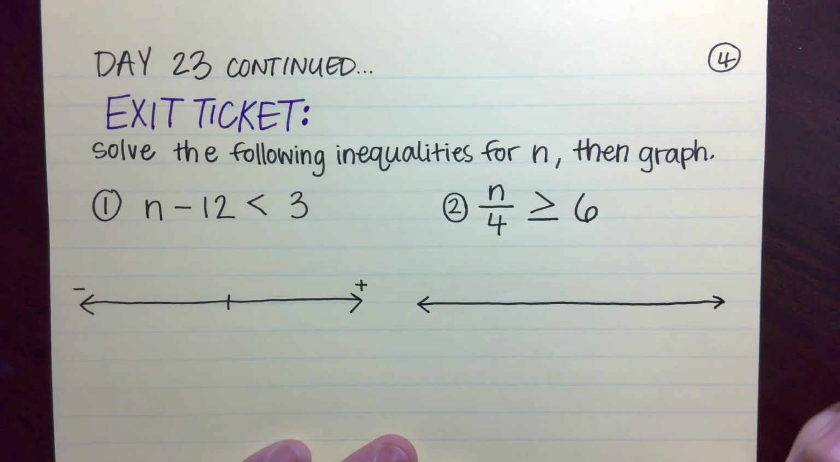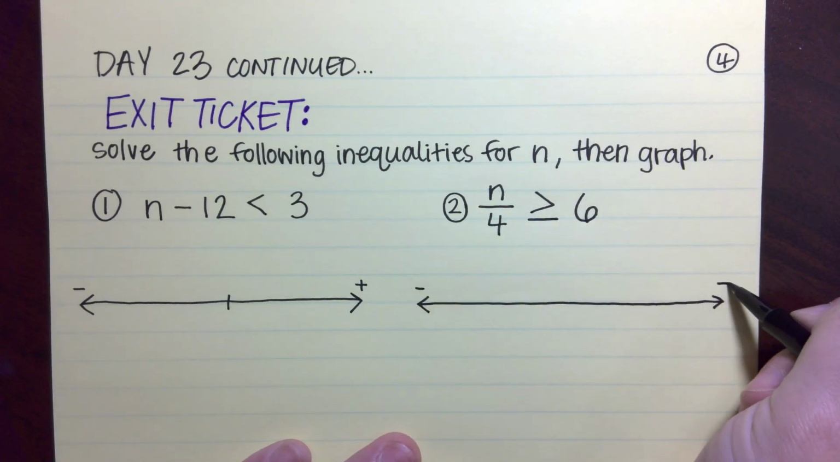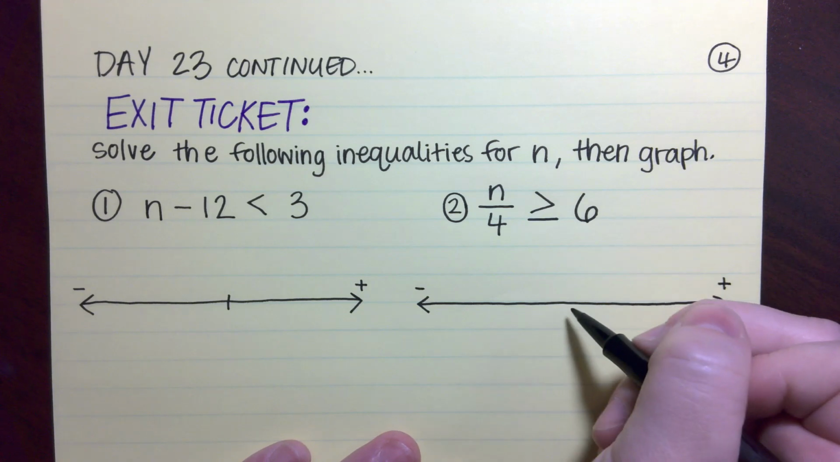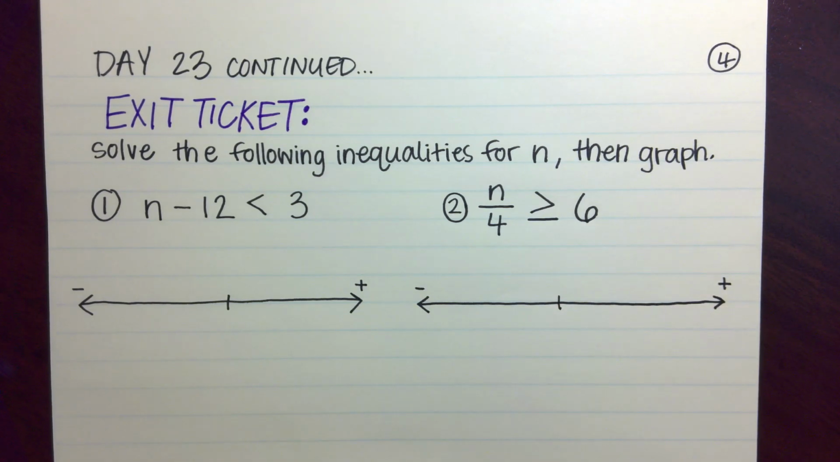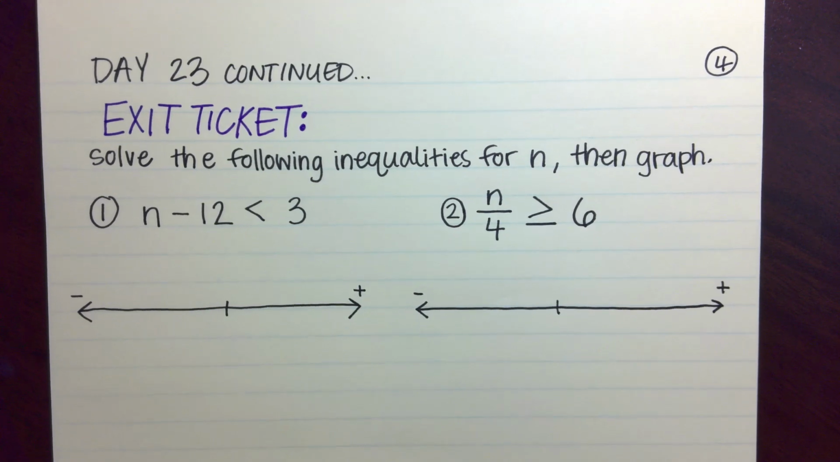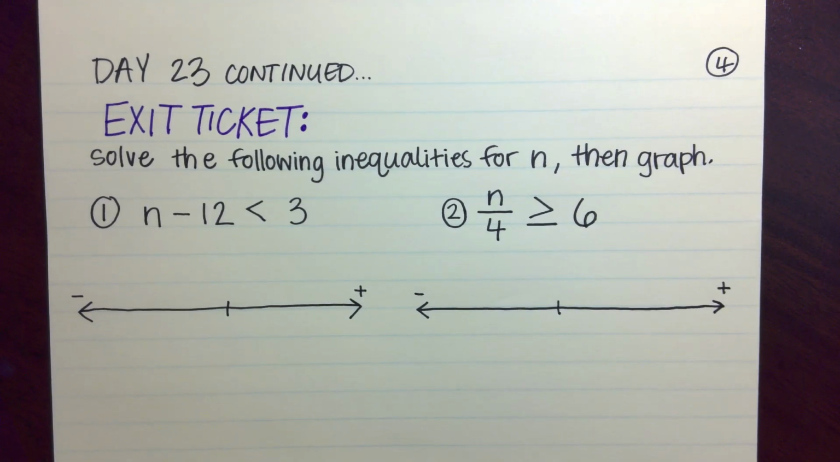So remember, if you're slightly unsure about which part to do first, about which direction to shade, whether it should be filled in circle or not, go back to the guide we made and you should have everything you need there. So that is your exit ticket. I'm going to go ahead and stop this recording, and once you're done, you are free to go.